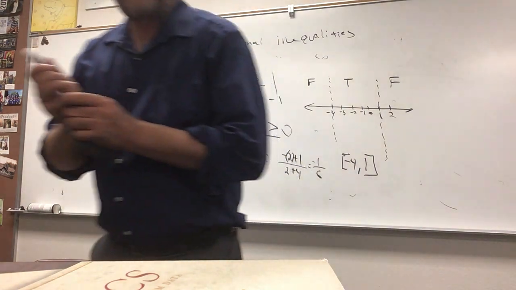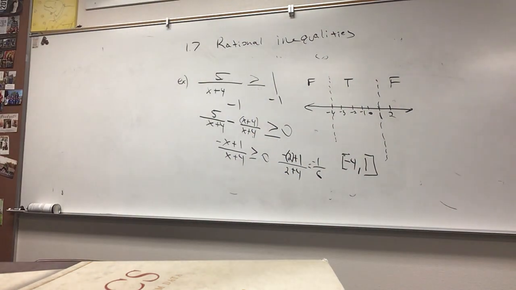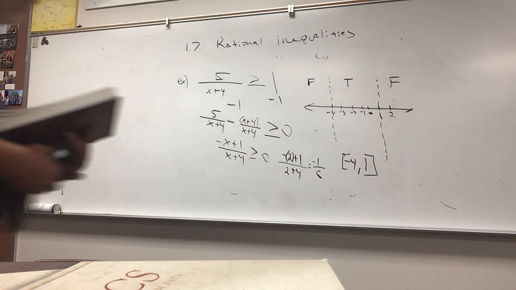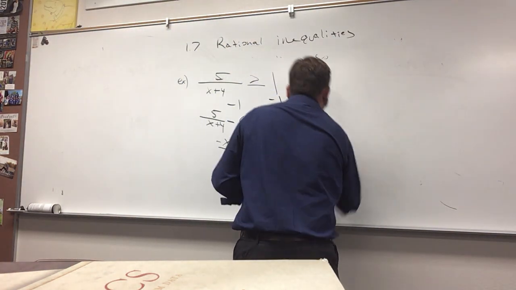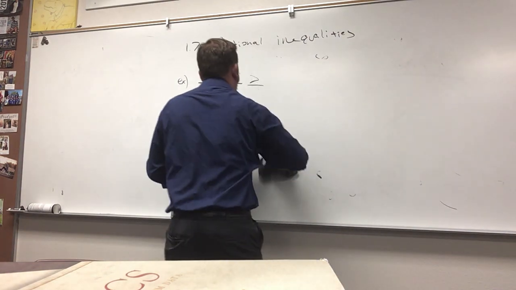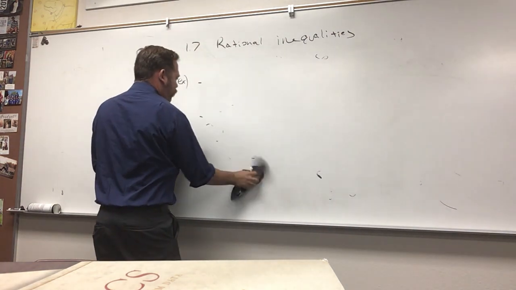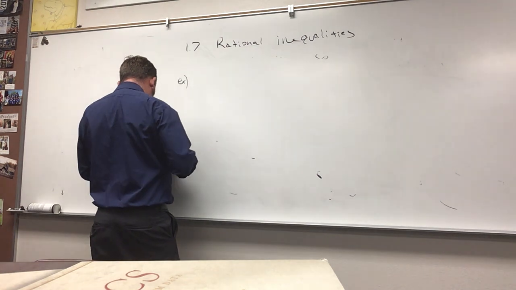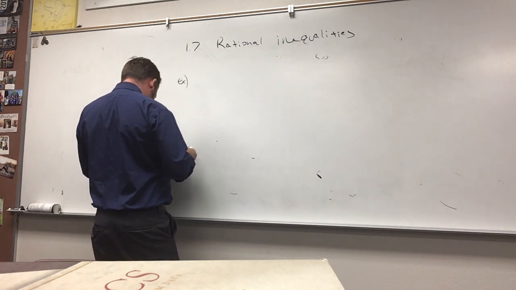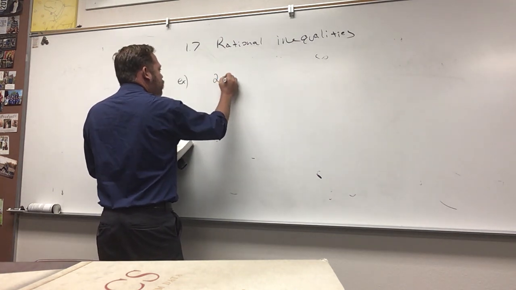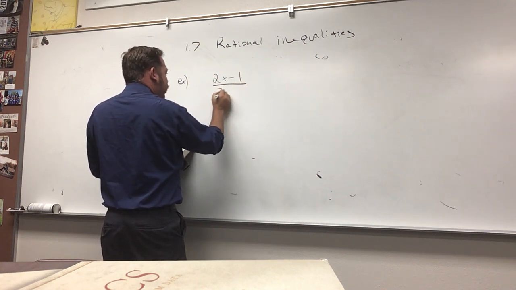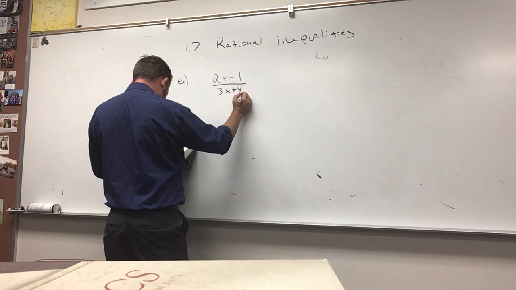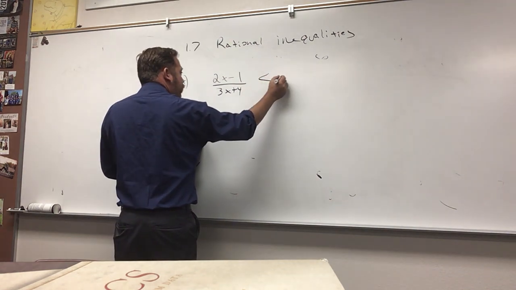Let's try one more. All right. 2x minus 1 over 3x plus 4 less than 5.